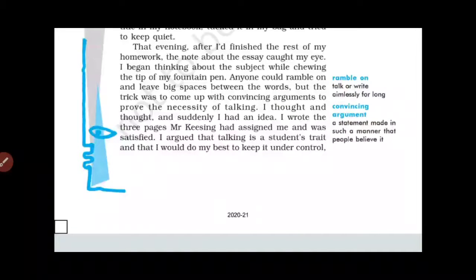So here we'll start with the last and the fifth part of chapter number 4, standard 10th, First Flight NCERT book, that is From the Diary of Anne Frank. This is the last part for the first 4 videos. You can refer for the first 4 parts. Then let's start with the last part now.